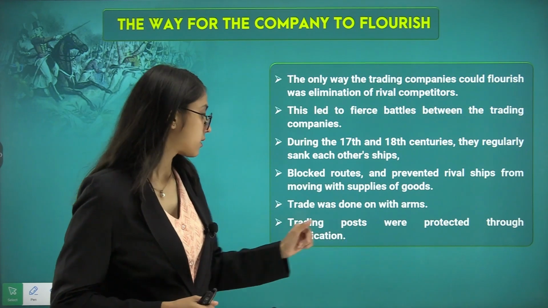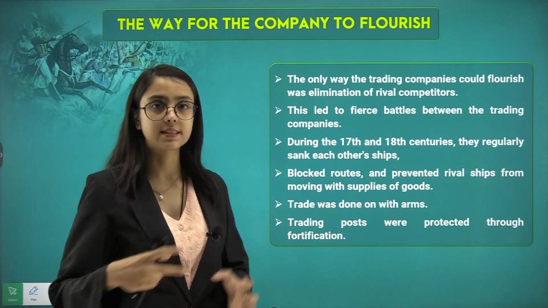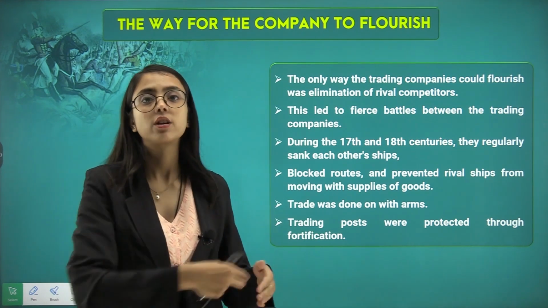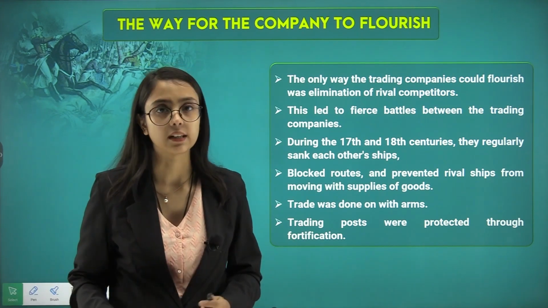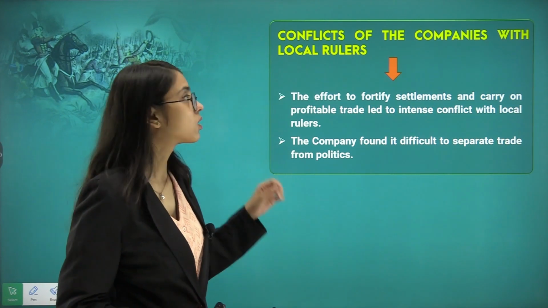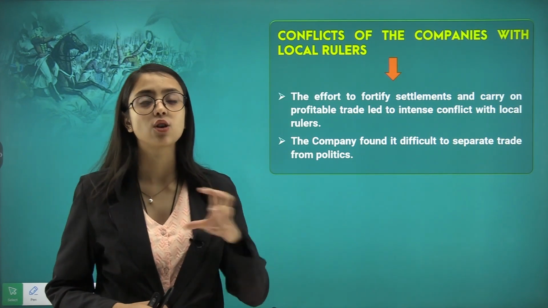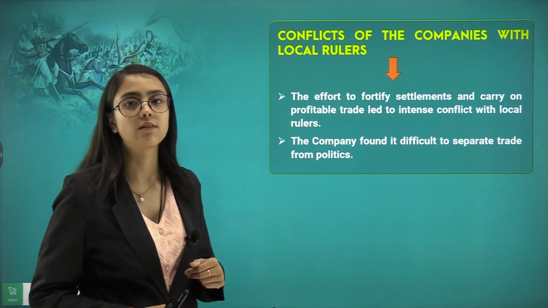Trading posts were protected through fortification. The trading posts where the companies set up their warehouses or godowns were protected by fortification, like big walls were built so that everything could be protected. Now, conflicts of the companies with local rulers. Apart from that, there were also conflicts of these companies with the local kings and rulers. Let's have a look at that.